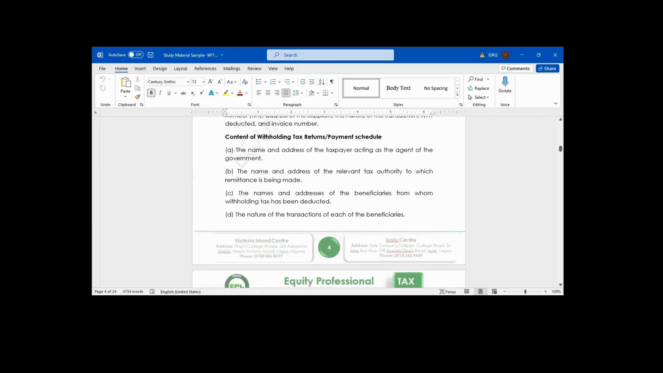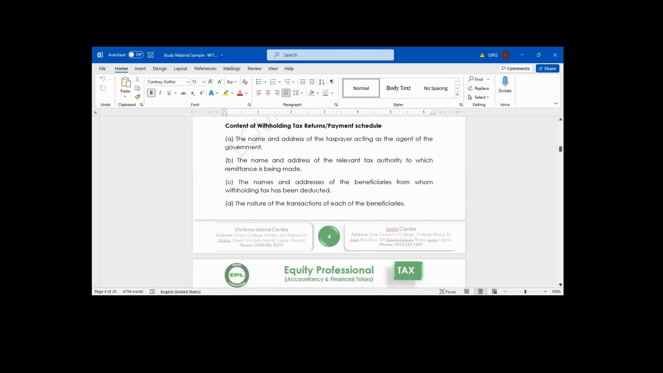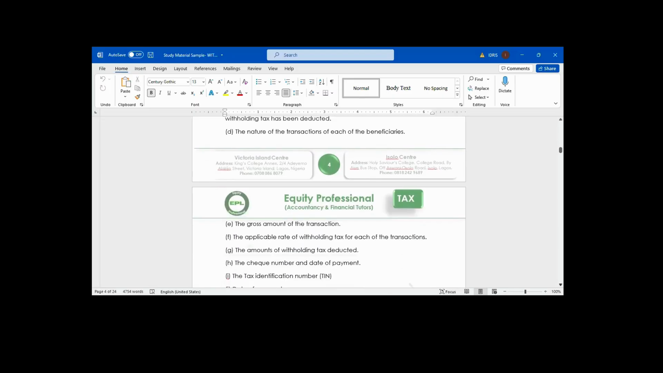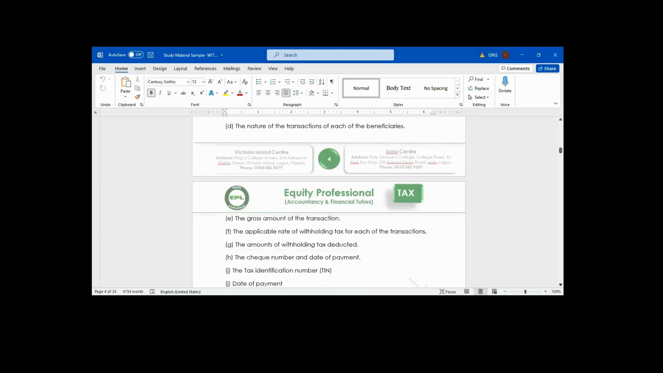What are the contents of a withholding tax return? The name and address of the payer acting as an agent of the government. The name and address of the relevant tax authority to which withholding tax is remitted. The name and address of the beneficiary from whom withholding tax has been deducted. That means the name and address of the company whose income the withholding tax was deducted from.